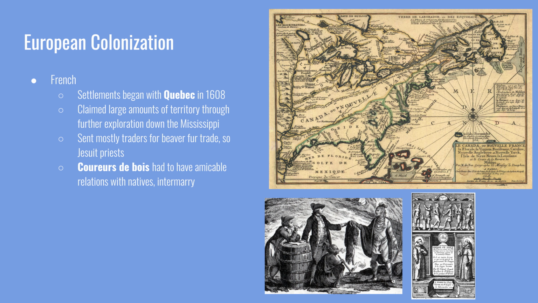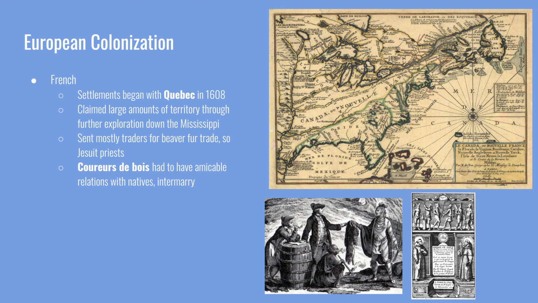The French are going to settle down in their first permanent settlement of Quebec in 1608. They claim some of the largest amounts of territory in the New World with one of the smallest numbers of settlers. They rivaled Spain, and they will start their exploration through the St. Lawrence Seaway in the Great Lakes. They'll hop over on land and reach the Mississippi River. They'll make their way all the way down the Mississippi, eventually reaching modern-day New Orleans.